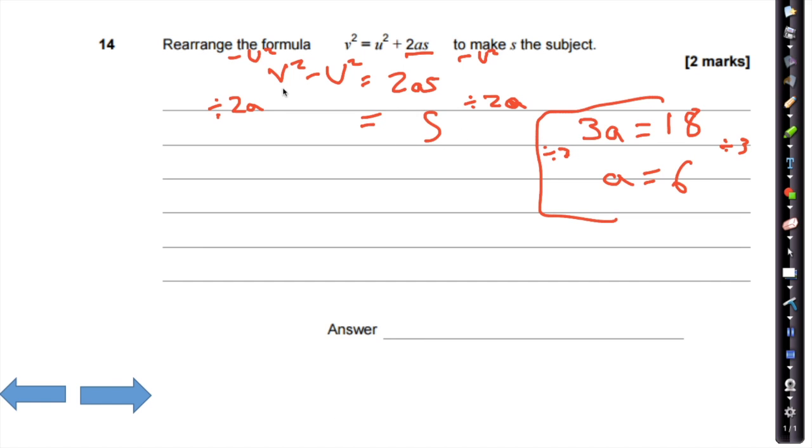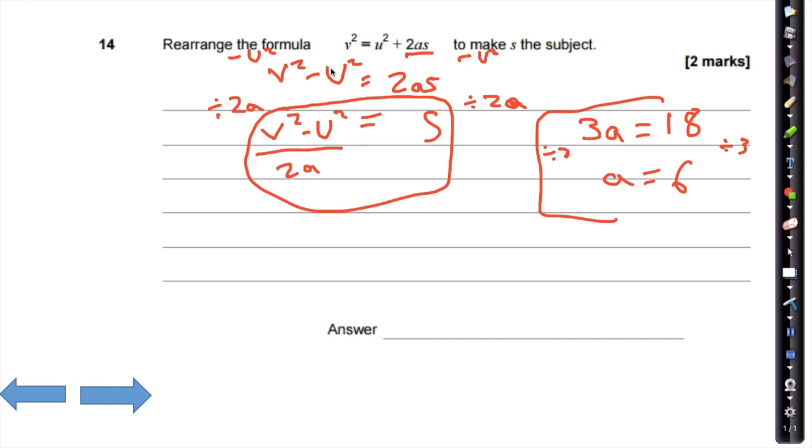And on the other side, we're going to have v squared minus u squared, but we're dividing the whole thing by 2a. So it's going to be v squared minus u squared, all divided by 2a. When we're dividing an expression with 2 terms by something, we can just write a line over it and then 2a underneath. This means v squared minus u squared all divided by 2a. And that's going to be our answer. v squared minus u squared divided by 2a equals s.